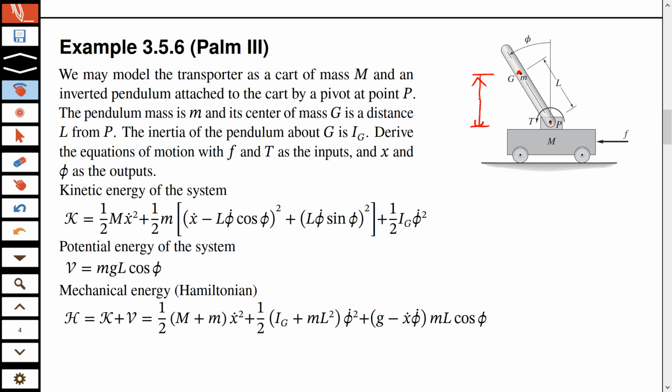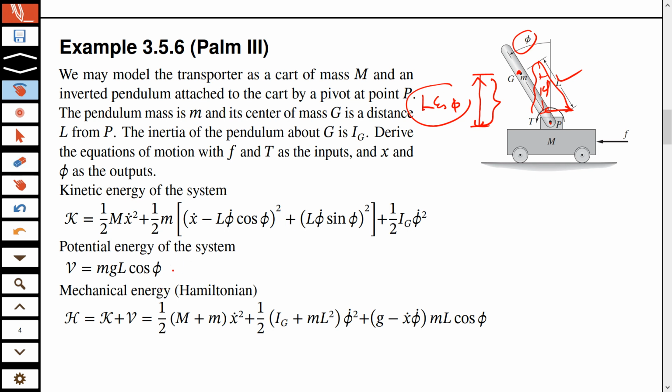Now this distance y is the component of L which is vertical, and that is L cosine phi. If this is phi, then this will be the sine component, and this will be the cosine component, because this is phi. So this L cosine phi is the component of L adjacent to phi, and that's why we have L cosine phi. That is our y. So we have potential energy.